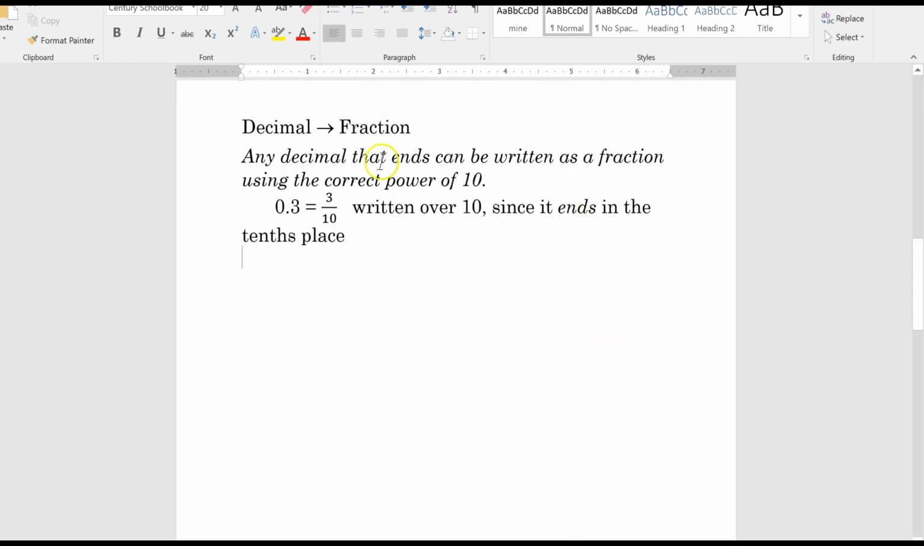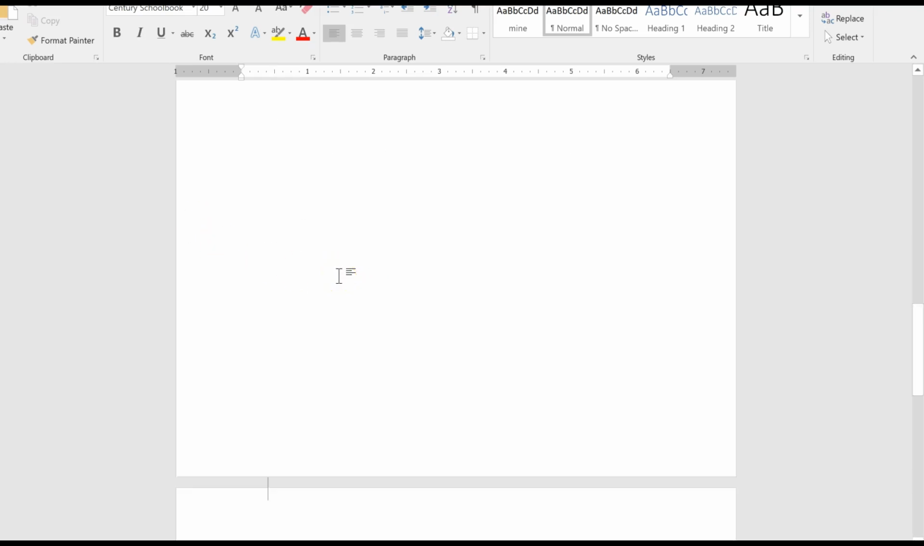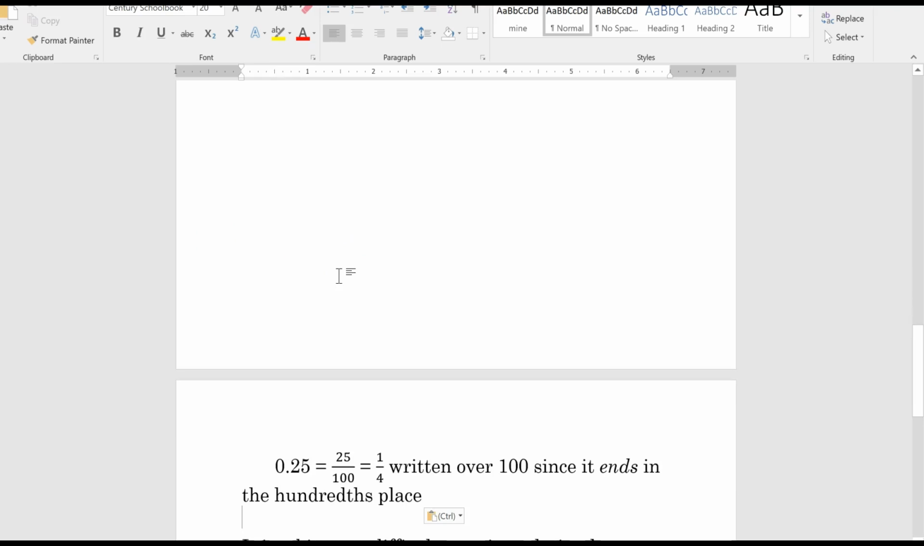So let's start with some easy decimal to fraction ones that are easy to get. So any decimal that ends is easy to write as a fraction using the correct power of 10. So for instance, 0.3, we read that as 3/10. It says its name. So we write it as 3/10. It ends in the tenths place. Now if we have a decimal like 0.25, that ends in the hundredths place, so we write it over 100.